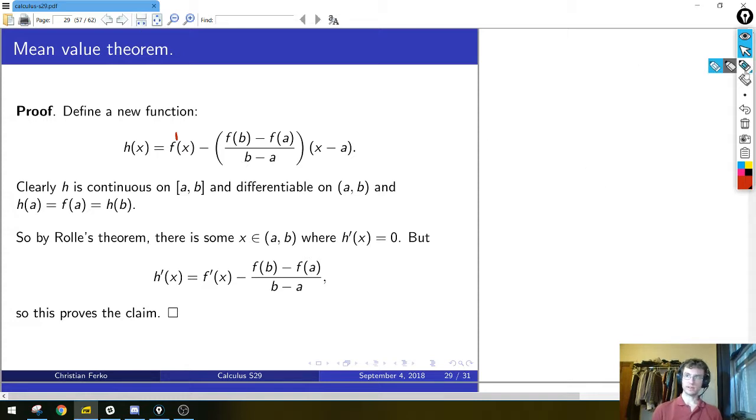Oh, wait a sec. No, I lied. This was not a typo. That's supposed to be f, not f prime. Good. Sorry. I misled you. This is actually supposed to be f. When we differentiate, it's supposed to be f prime. Never mind. Ignore what I said before. This is correct. But the question still stands. So why is h continuous on [a, b] and differentiable on the open interval (a, b)?